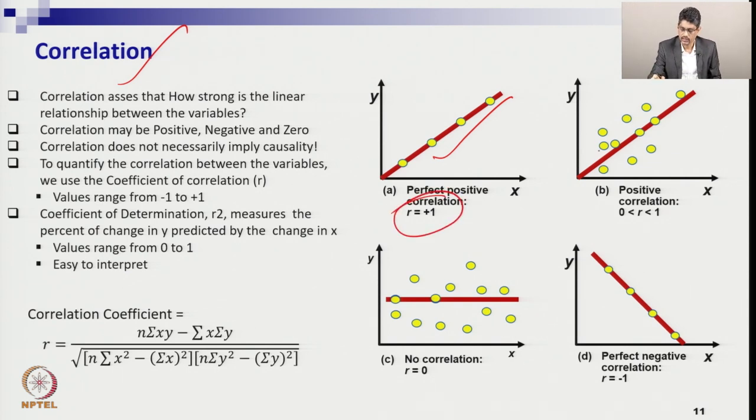Here you can see some data are scattered here and there. So therefore, in the observed data, there is a positive correlation. Your regression line is quite good, positive correlation, but it is ranging between 0 and 1. Look at this particular example, point number C. Here the graph says that there is no correlation between X and Y. So here your correlation is 0 also.